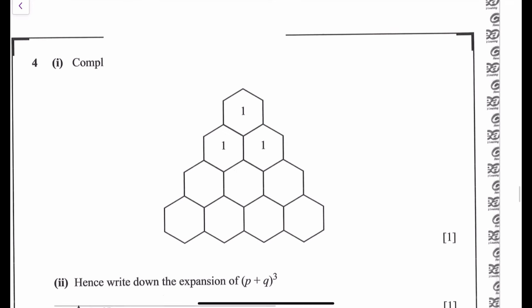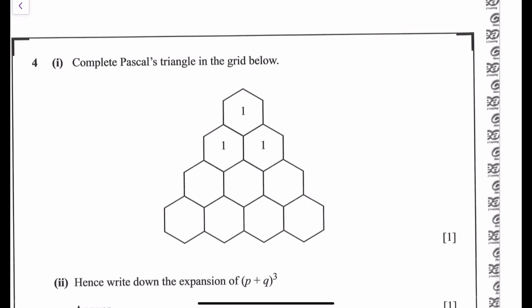Complete. This is the way you do this at GCSE Further Maths. Slightly different than you would do at A-level. You wouldn't really use this at A-level just as much. But complete Pascal's triangle in the grid below. So 1 and 1 adds to be 2. And the outside number is always 1. Then 1 and 2 adds to give you 3. 2 and 1 adds to give you 3.